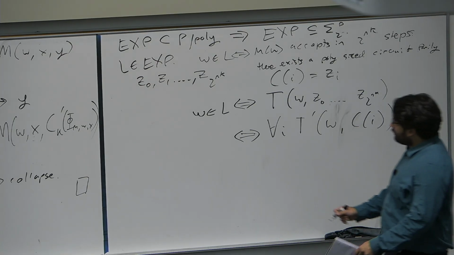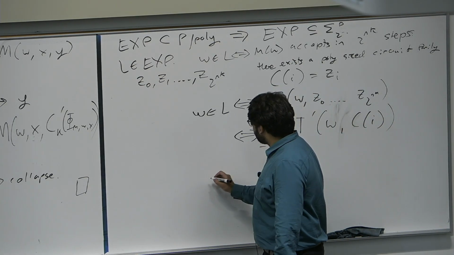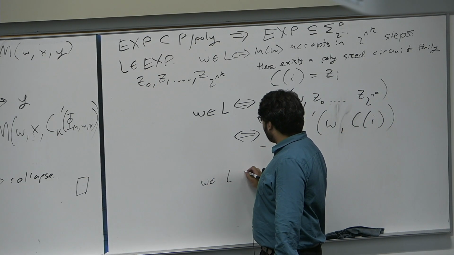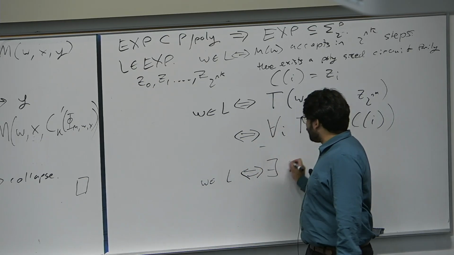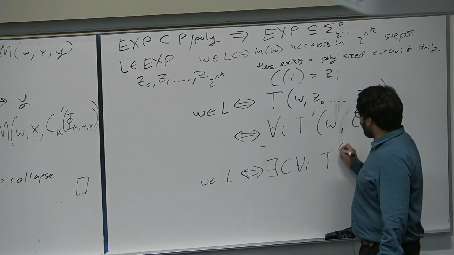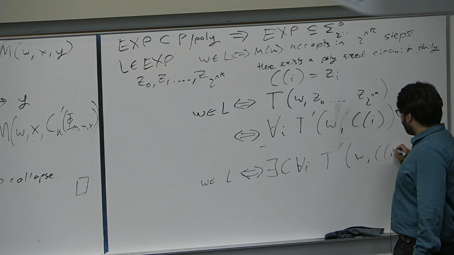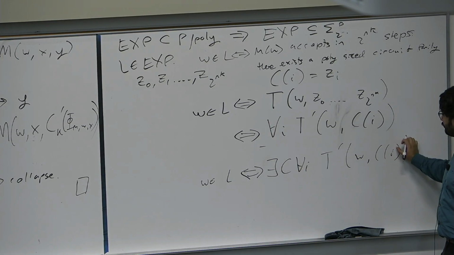So we say w is in L if and only if we can guess this circuit C such that for all i, T' on w comma C_i accepts, right?